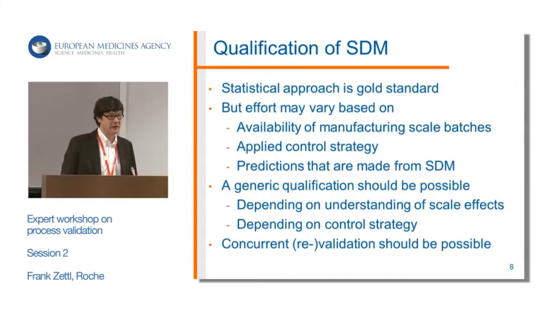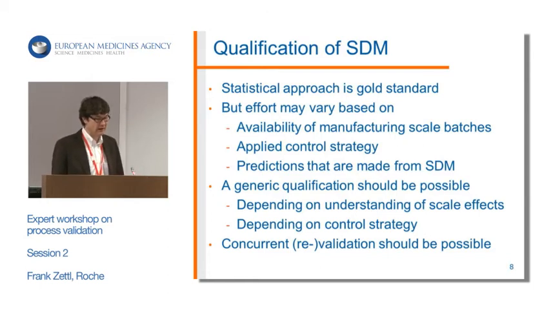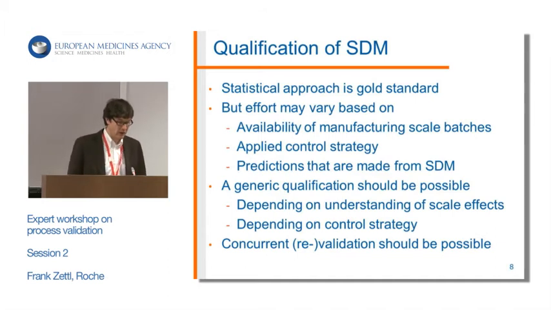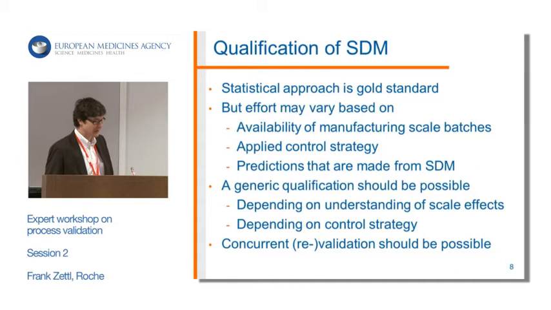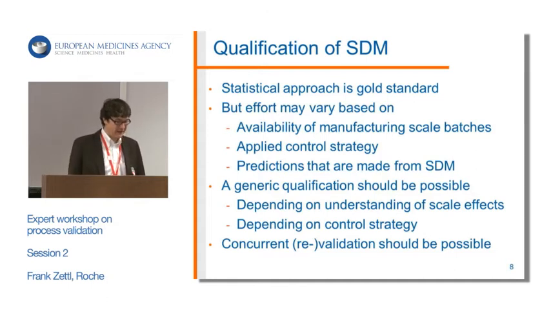Qualification was also already addressed by Christian this morning and Norbert. I think it's clear that the statistical approach is the gold standard. But we have to admit that in many cases we do not have the required number of at-scale batches to do a thorough statistical approach here. And I think it's known that an N of 3 is not enough. So that's definitely something we have to discuss.